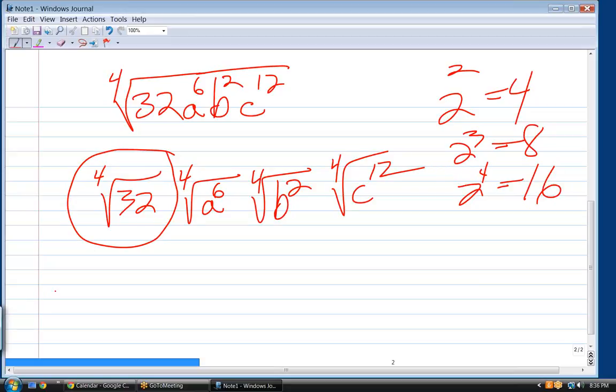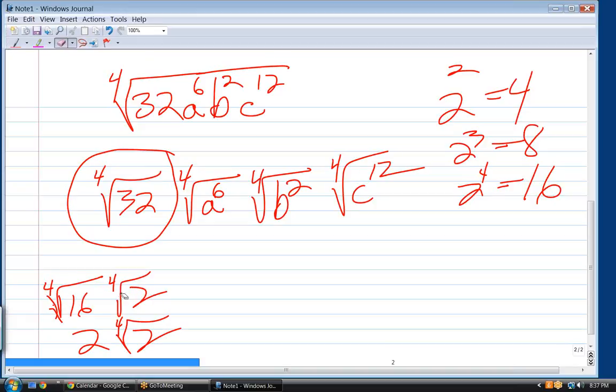So I can break this thing up into the fourth root of 16 times the fourth root of 2. That's an important thing to understand, that you can always break these things up into the product. The advantage of doing that is that I can now replace the fourth root of 16 with the number 2. So the fourth root of 32 is 2 times the fourth root of 2. You see how I did that? Yeah. Okay, so that's the number part.